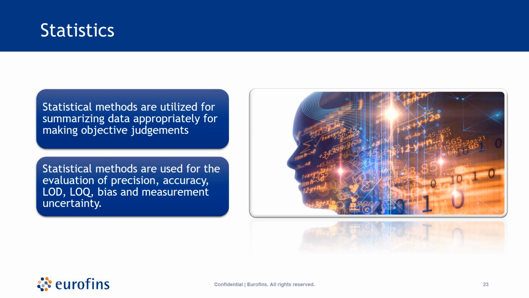What you do then is you're evaluating things like precision as relative standard deviation and defining that coefficient of variation. Accuracy is generally done as a % recovery. LOD, LOQ, bias, these all require statistical calculations, whether it be signal to noise, or standard deviation of replicates from a standard measurement.